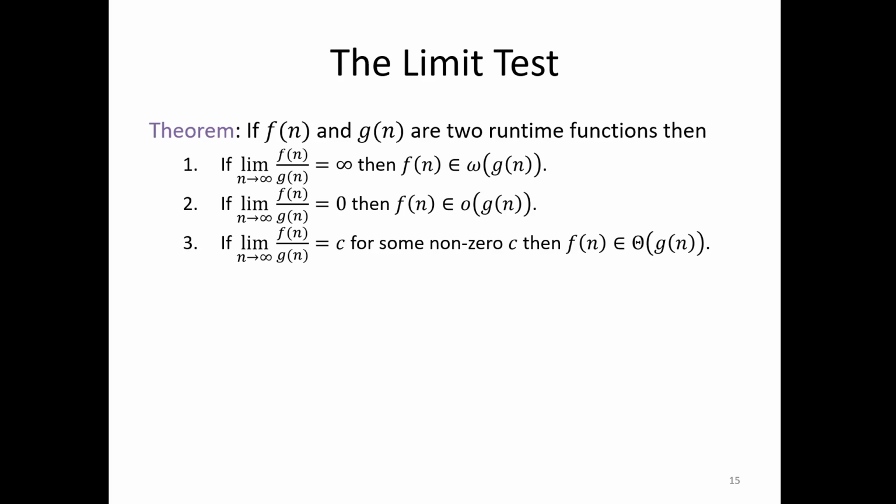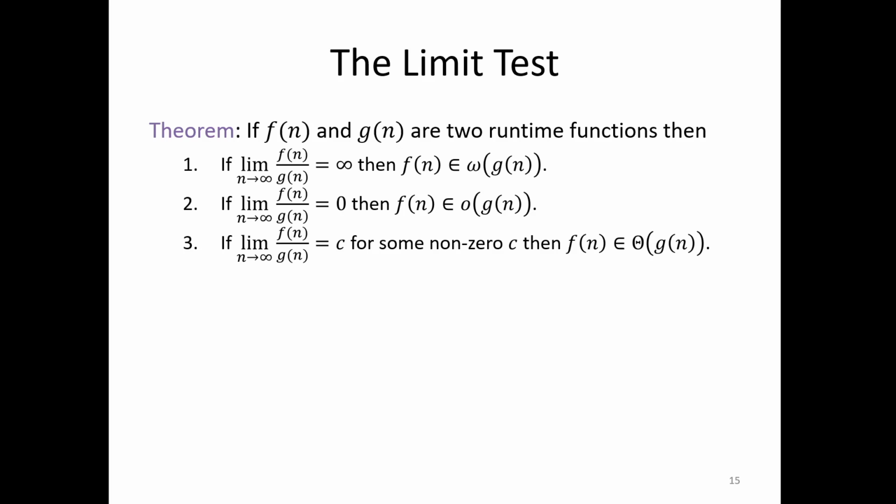Then we compute the limit, so we'll break out our calculus skills. Basically we're going to have one of three possible cases here, and each of these three cases tells us the conclusion we can draw. So the first case: if the limit of f of n over g of n is infinity, the limit test tells us we can conclude that f of n must be in little omega of g of n.